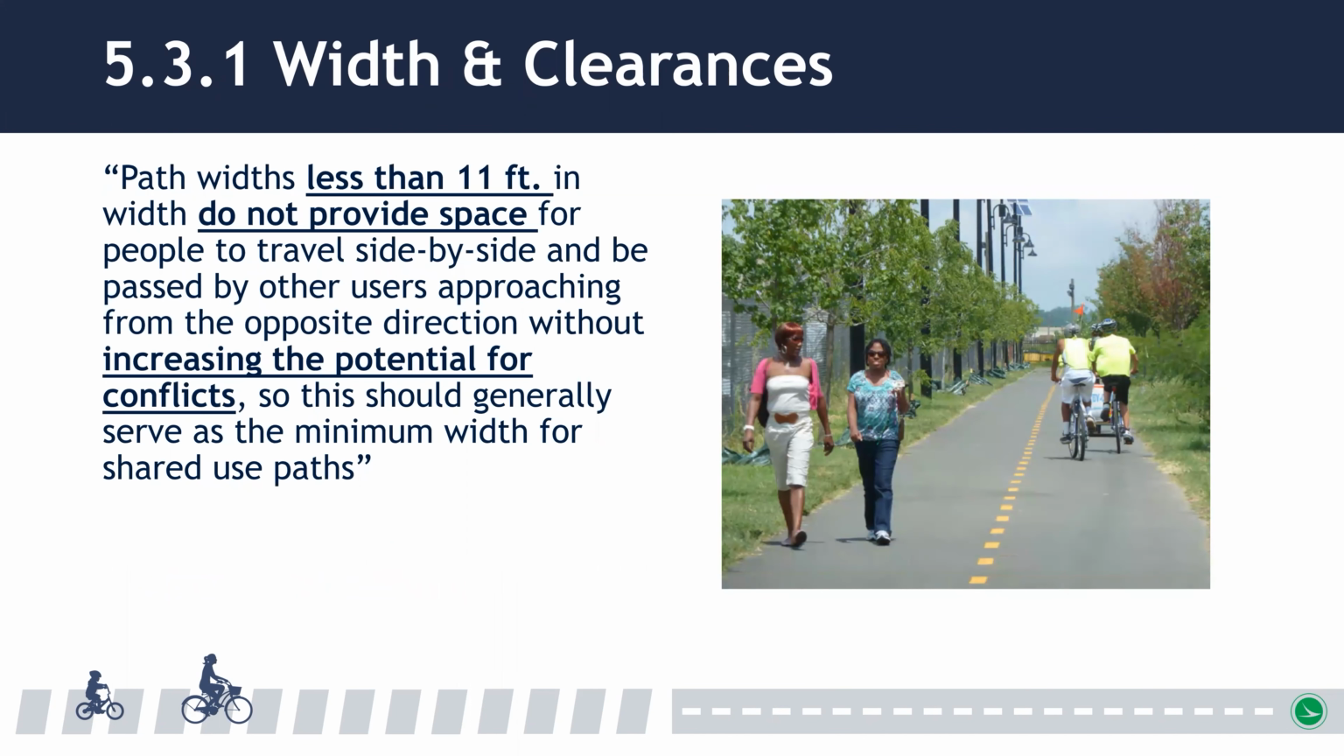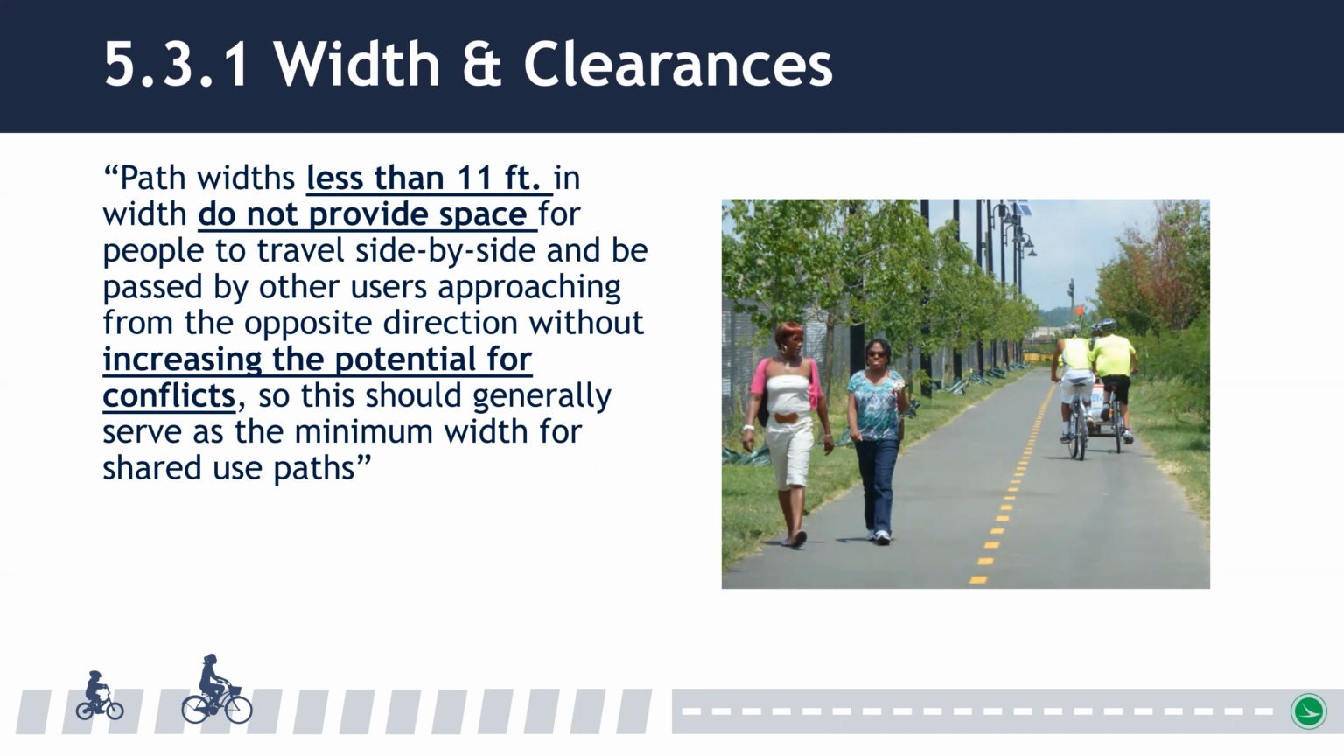As with anything else, it's important to consider the natural behavior and movements of people who will use your facility. People traveling along paths want the ability to have conversations and talk with their companions. Thus, they will want to walk or bicycle side by side, regardless of the width provided, as illustrated in the image on this slide. A path width of 11 feet should generally be used as the minimum starting width for a shared use path to account for this natural user behavior.